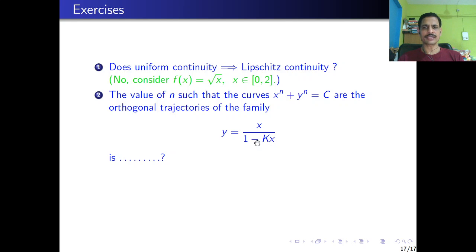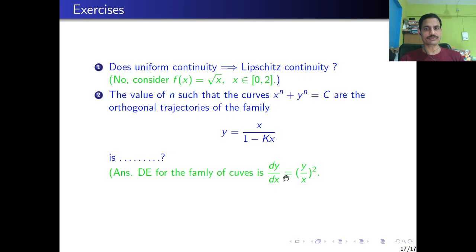So when you compute dy by dx, you know how to differentiate this particular thing. There will be a square of this, and then whatever form it comes, when you rearrange it and try to eliminate the constant k, the differential equation of this family of curves will be dy by dx is equal to y by x whole square. You can show that.